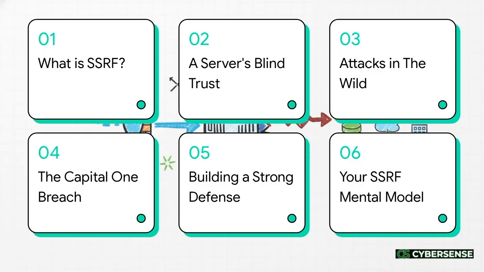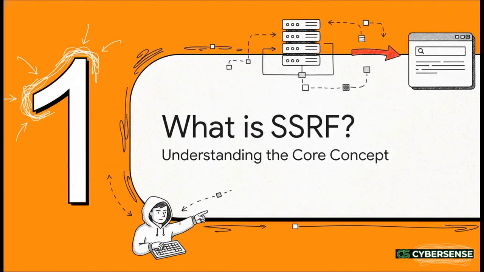All right, here's our game plan. First, we'll break down what SSRF actually is. Then we'll get into why it's so incredibly dangerous. It's all about a server's blind trust. We'll look at some real attacks, and then we're going to dissect the massive Capital One breach. After that, we'll talk defense, and finally, we'll wrap up with a mental model to help you spot this stuff yourself.